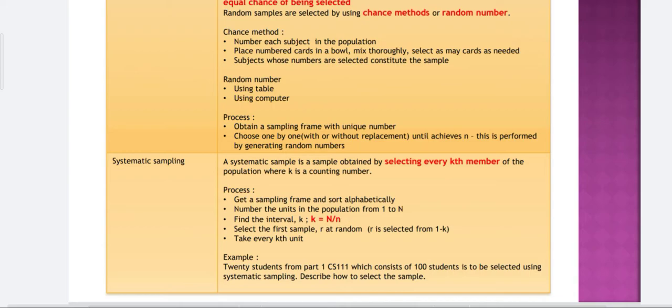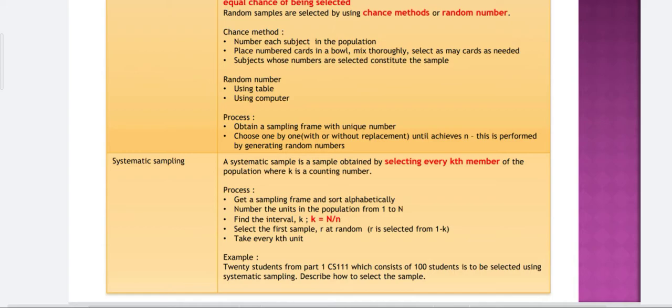Okay, so the process adalah, first of all, like I said before this, all the probability sampling technique ni kena ada sampling frame. So first of all, get a sampling frame and sort alphabetically. So untuk systematic sampling, kena sort alphabetically ataupun kena sort from, tak kisahlah. Yang penting kena sort daripada lower to higher ke, nak sort daripada higher to lower number pun tak kisah. Yang penting kena sortkan dulu you punya sampling frame, number and sort.